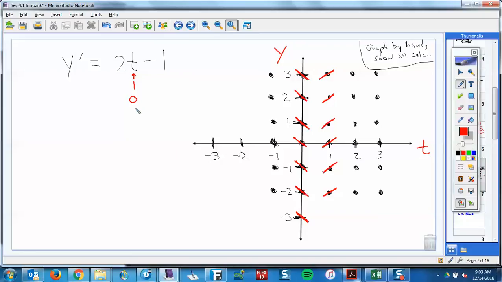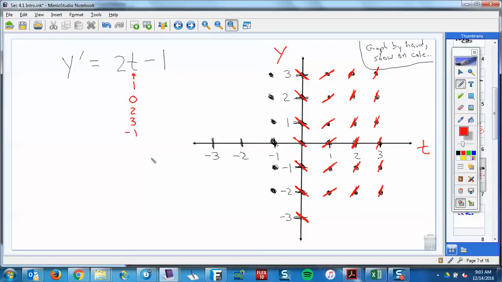And now we've got to do all the dots, so let's put a 2 in. What do you get when you put a 2 in for t? You get 3. So that's just steeper, right? So going through there, I'm just going to have a slope of 3. And then put a 3 in for t. 5, steeper yet. And then -1.